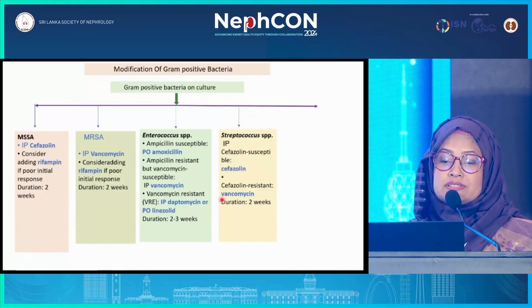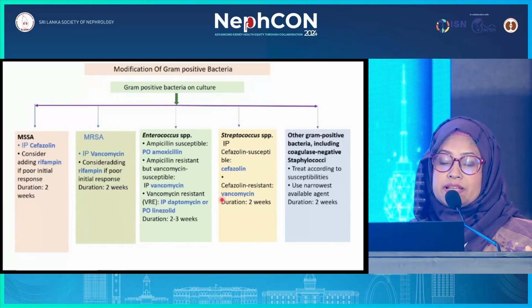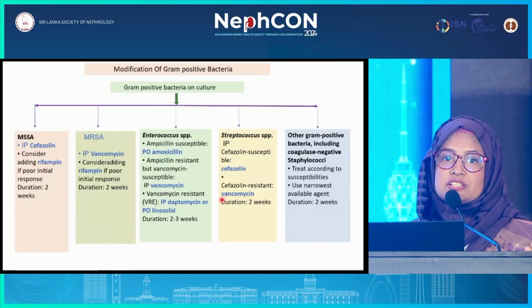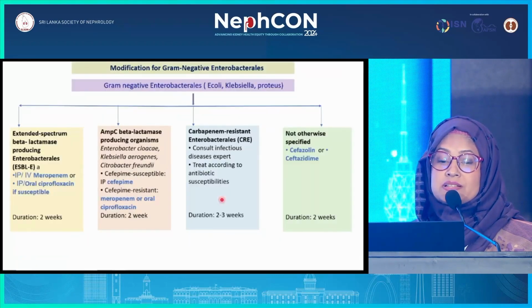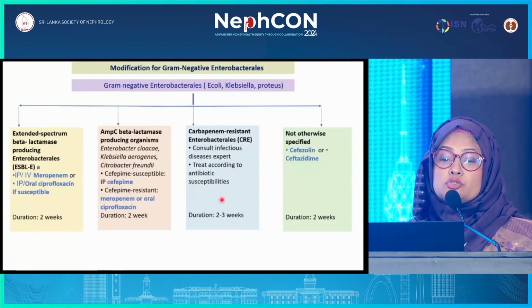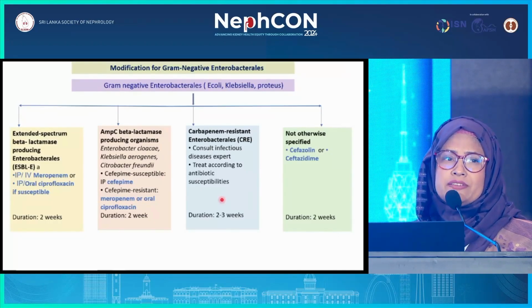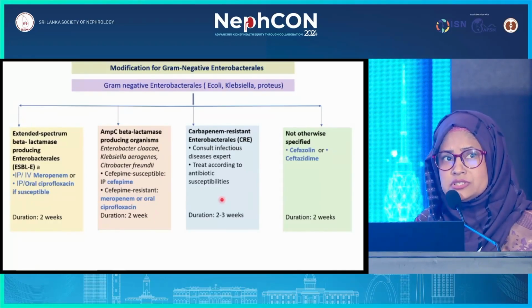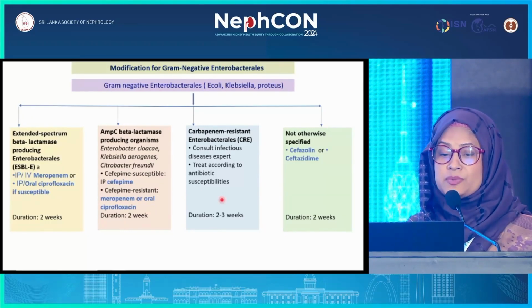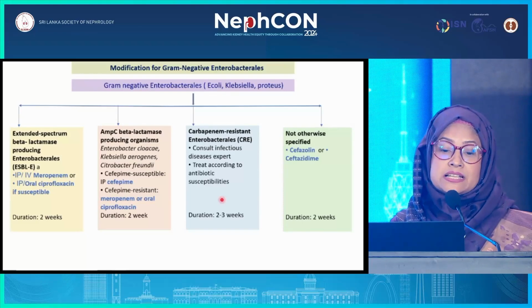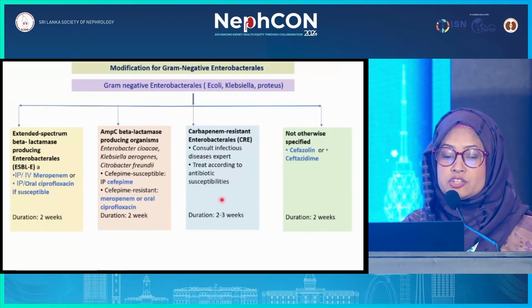For Streptococcus, if it is cefazolin susceptible, give IP cefazolin. Coagulase-negative staphylococci should be treated according to the culture sensitivity test. It can be IP cefazolin or vancomycin as well. Now talking about gram-negative Enterobacteriaceae, so E. coli, Klebsiella, Proteus. If any gram-negative bacteria show resistance to third-generation cephalosporin, there is a possibility of extended spectrum beta-lactamase producing Enterobacterales.